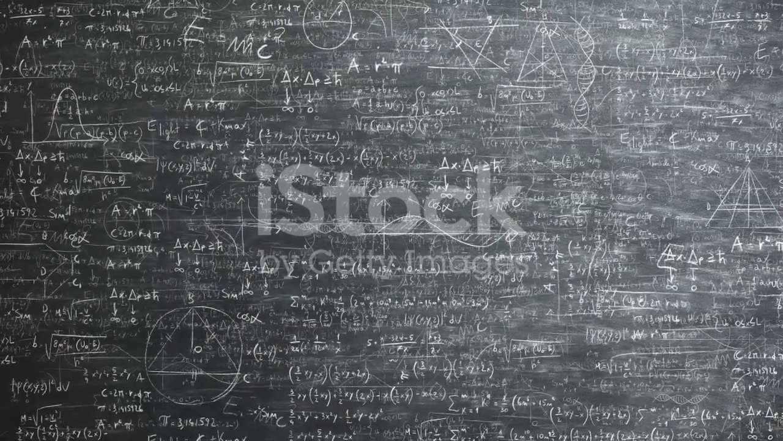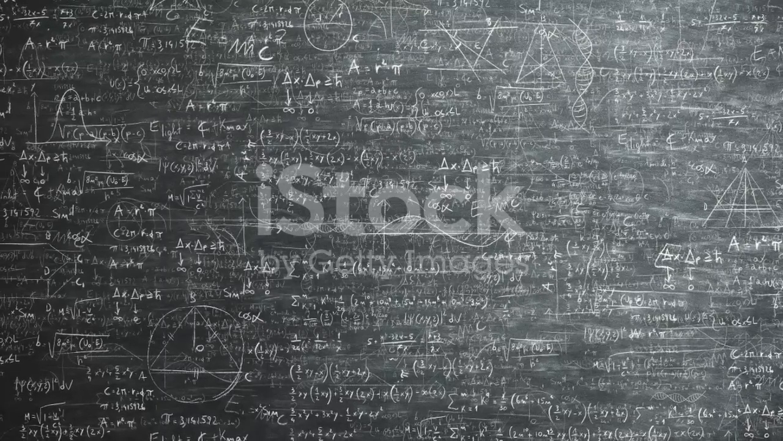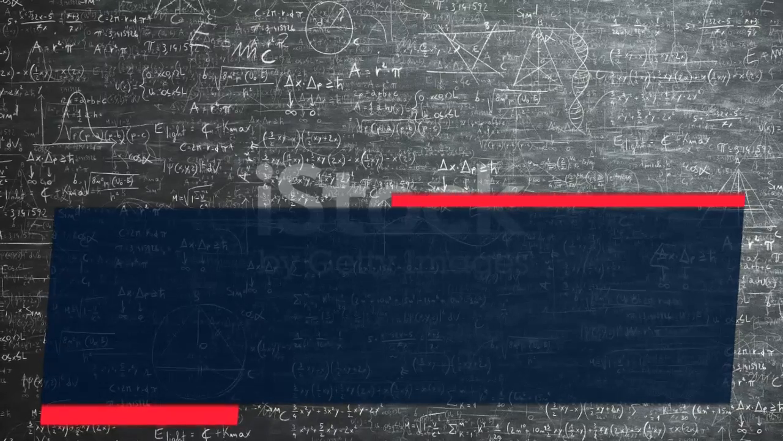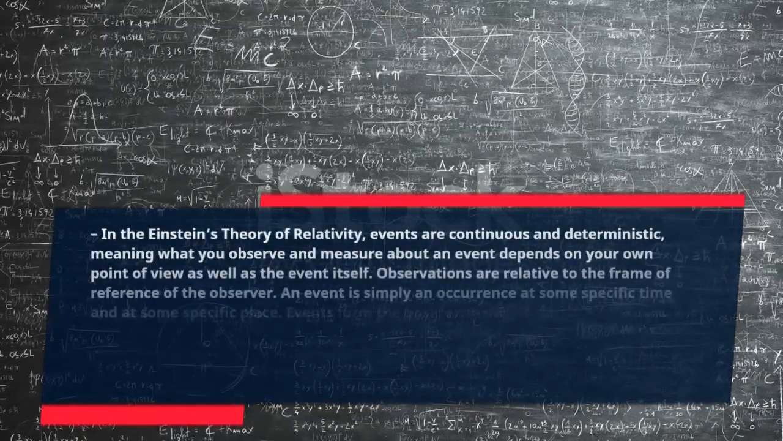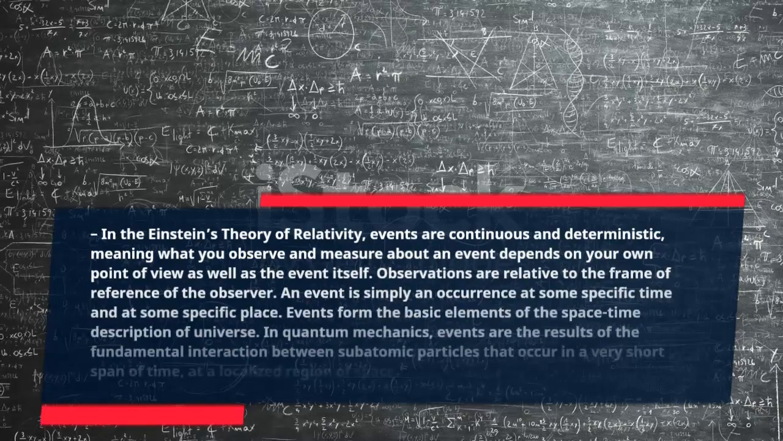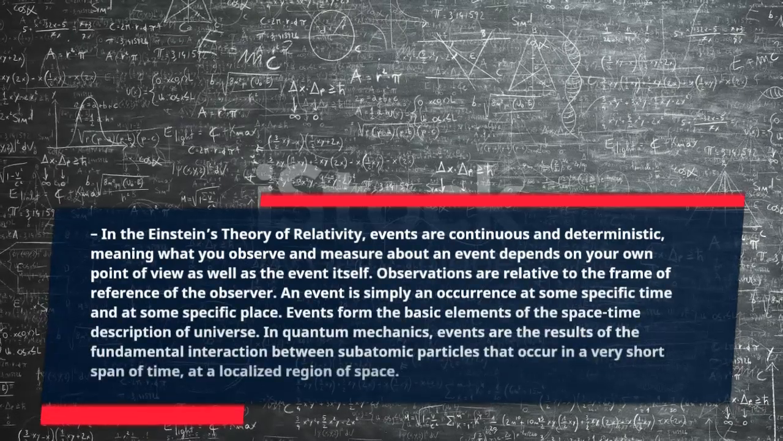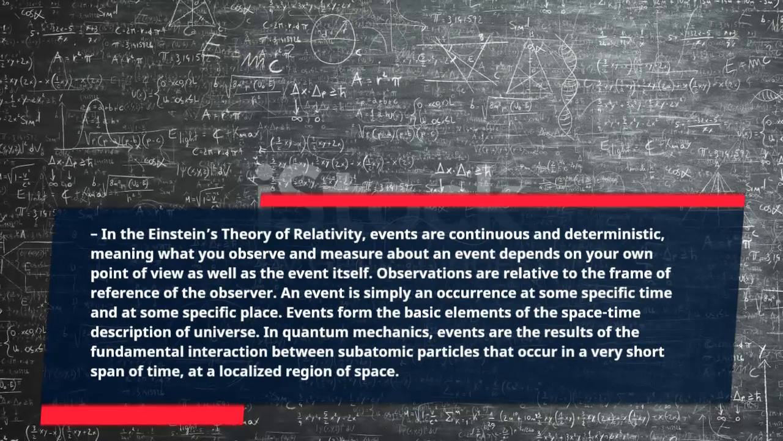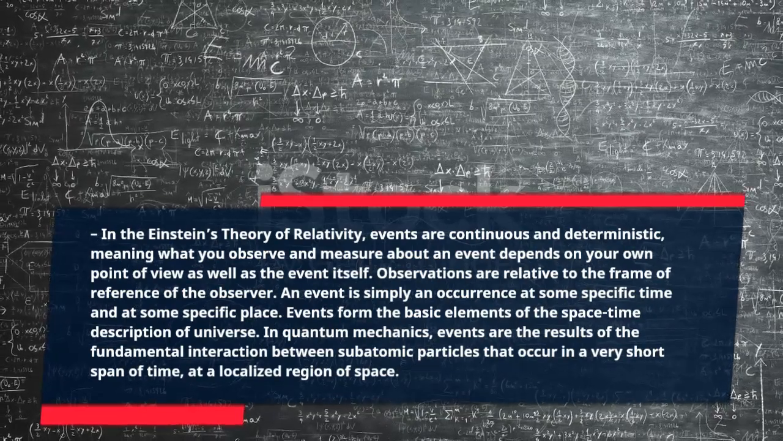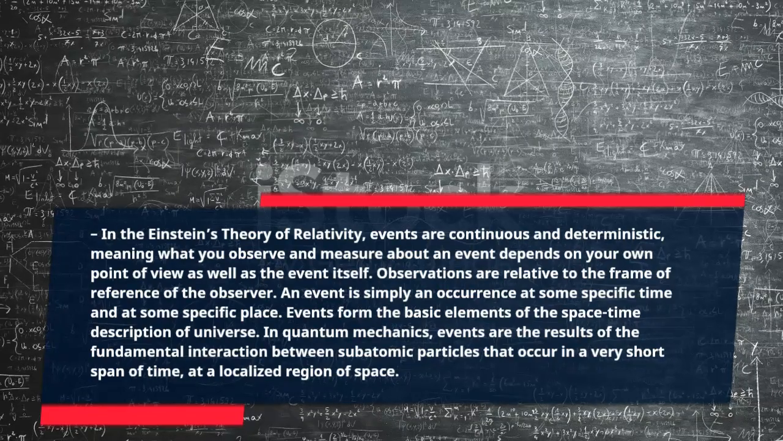In Einstein's theory of relativity, events are continuous and deterministic, meaning what you observe and measure about an event depends on your own point of view as well as the event itself. Observations are relative to the frame of reference of the observer. An event is simply an occurrence at some specific time and at some specific place. Events form the basic elements of the space-time description of the universe.